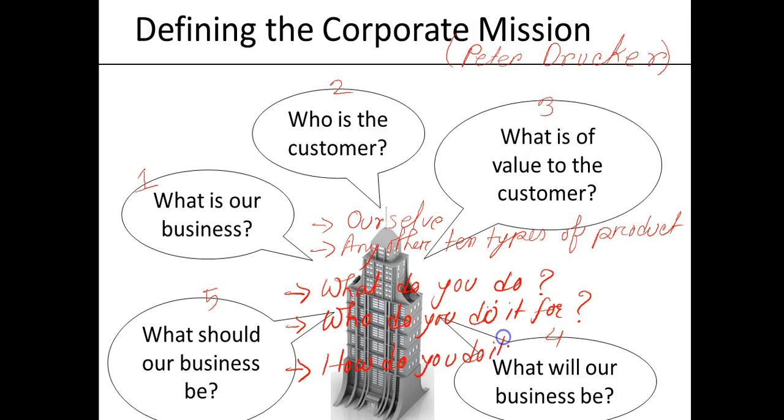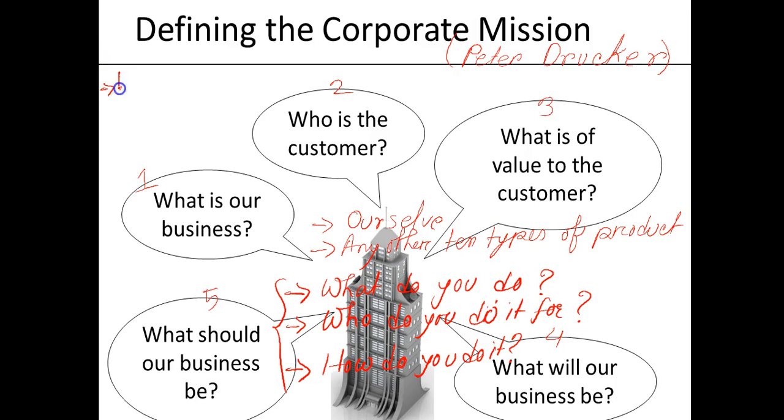Can you see a resemblance or similarity between these 3 basic questions and the 3 basic questions that we have learned in our economics lessons? The 3 basic questions in economics are: what to produce, how to produce, and for whom to produce. So here you see that what to produce is what do you do, for whom to produce is who do you do it for, and how to produce is how do you do it.